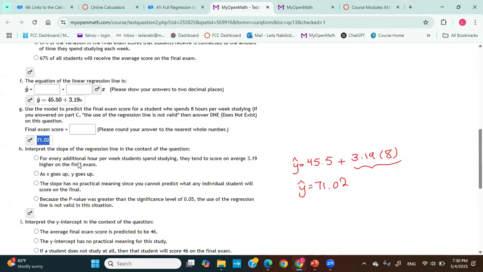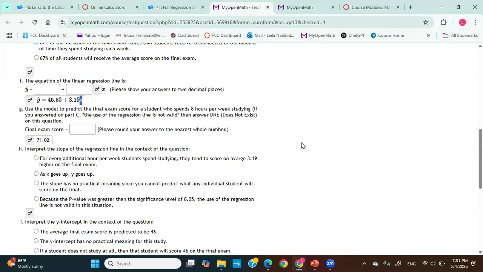The slope of the regression line means the number that's in front of the x, which is 3.19. What does the 3.19 mean? You know that the slope is always the number in front of the x. And since that's the number in front of the x, it can be explained as 3.19 per x. X is the amount of time the student is studying. That means 3.19 per hour of studying.